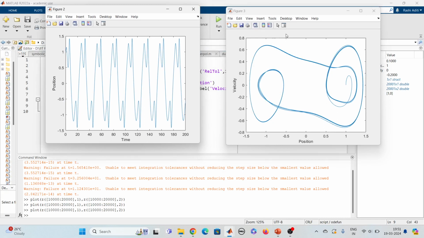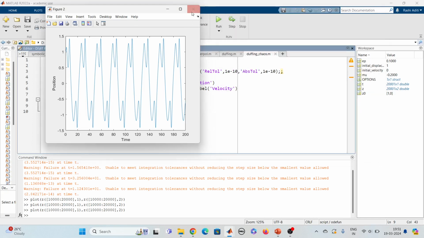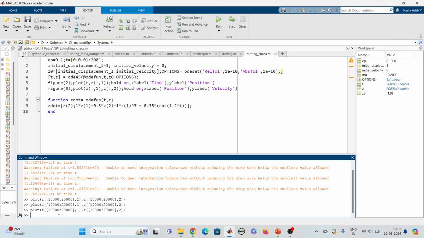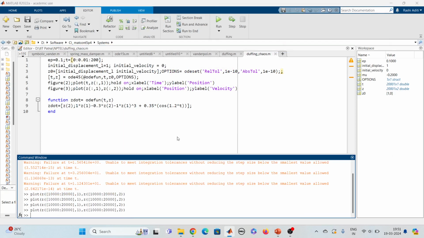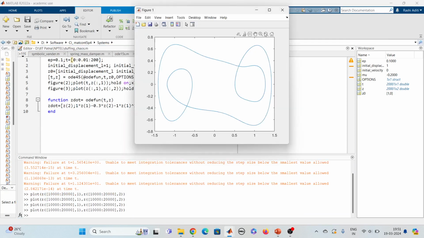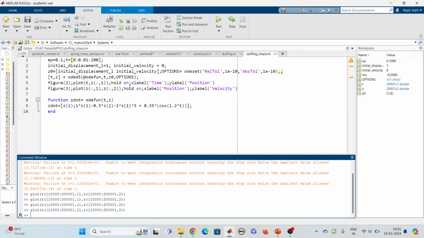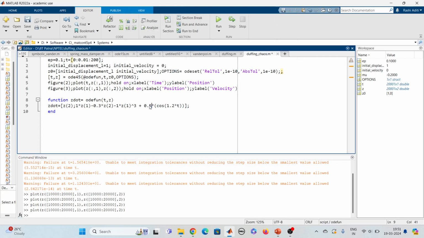Now this is also not chaos. We cannot say this is a chaotic behavior. It is also a periodic behavior, right? See, this is also a periodic behavior. Okay, what if I take it as 5?